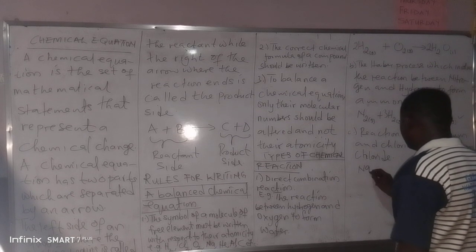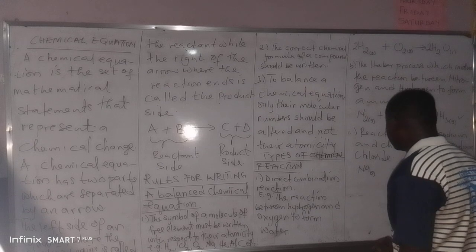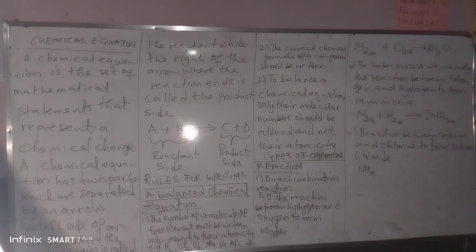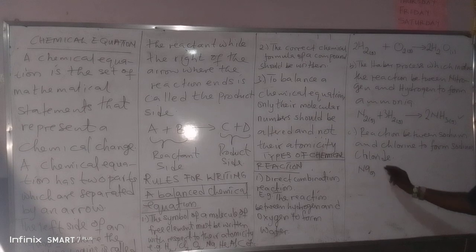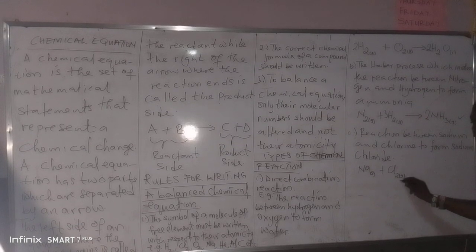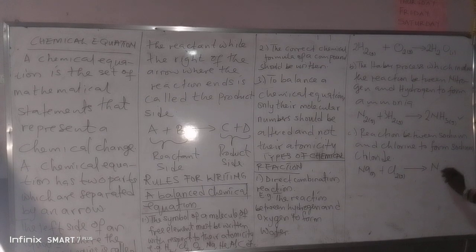Sodium is Na, don't forget, it's a solid, it's a metal. Any elements whose name ends in ion, atomicity is 1, so no need of putting anything here. Chlorine is an element. Elements whose name ends in ine, you have to put 2 here. Then sodium chloride, we have discussed that sodium chloride is NaCl.